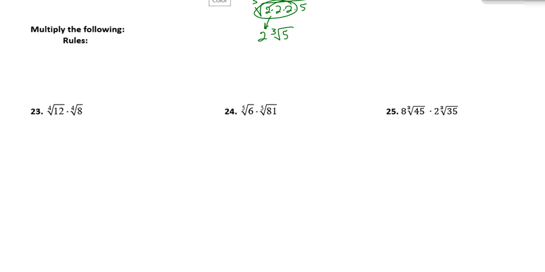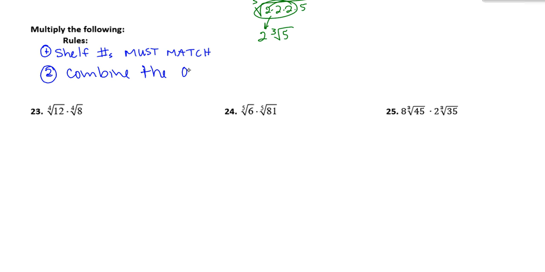Okay, as far as multiplying goes, here's the rule. The shelf number has to match. They must match. And that's the only requirement. Once they do match, now you're going to combine the outside numbers. You're going to multiply them.